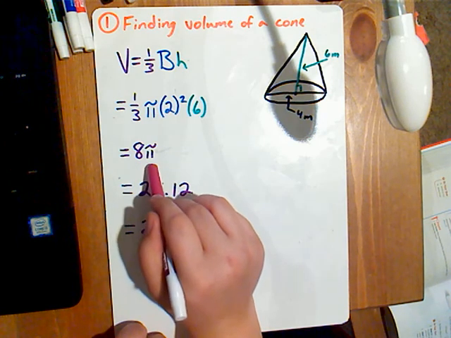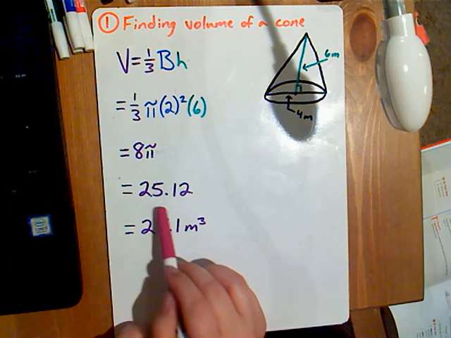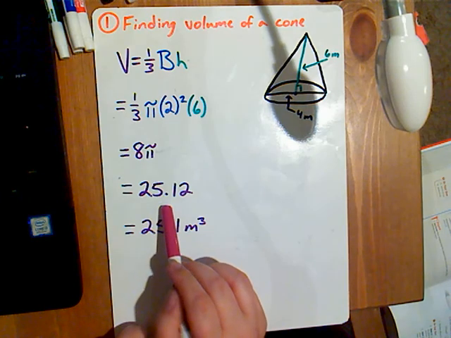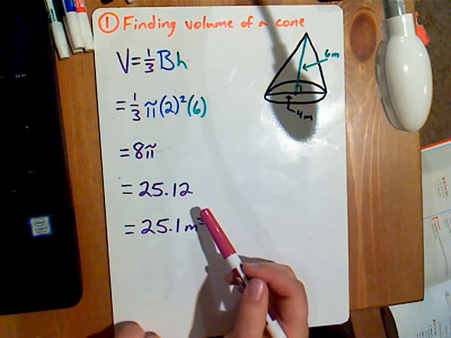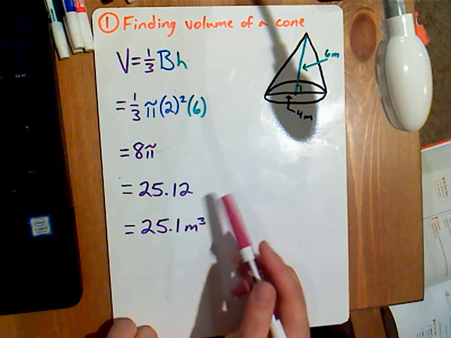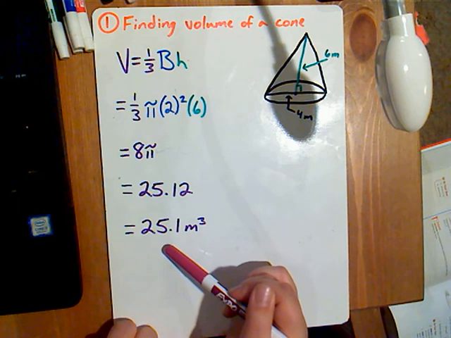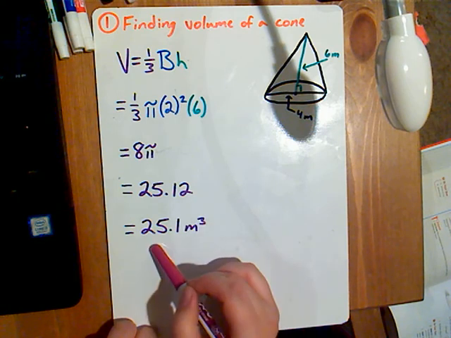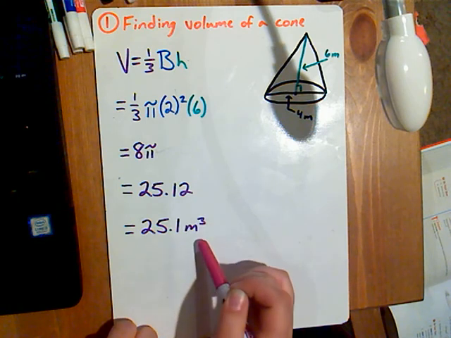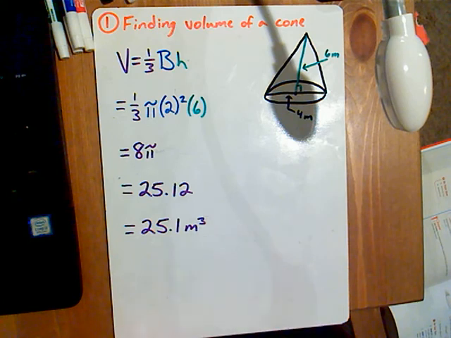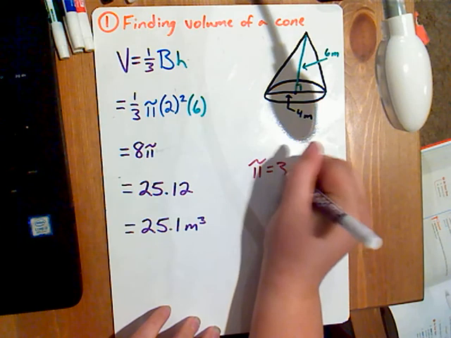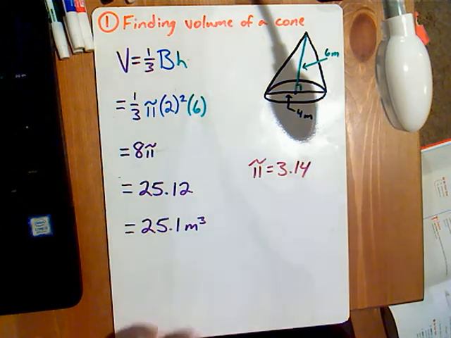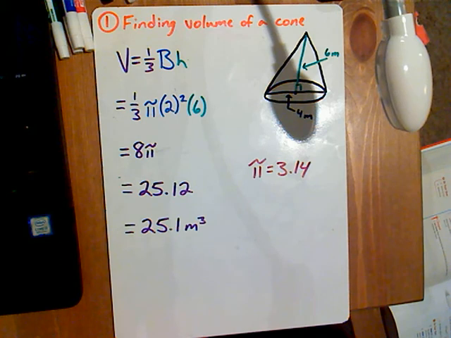8 times 3.14 gives us 25.12. Round to the nearest tenth, like it usually asks you for on your homework assignments and on your test. So our volume for this cone is going to be 25.1 meters cubed. Remember, pi is 3.14. Okay, that is finding volume of a cone.